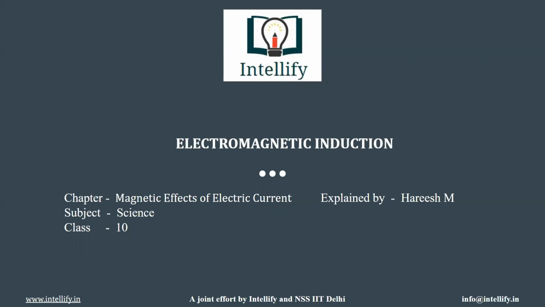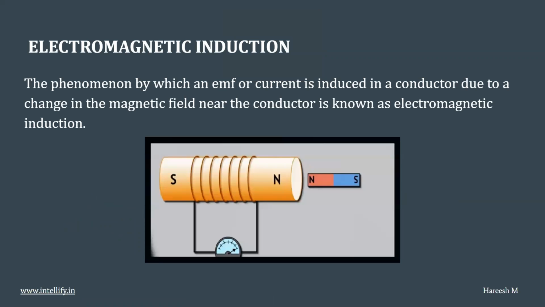This topic is in the chapter magnetic effects of electric current. So let us start. What exactly is electromagnetic induction? The phenomenon by which an EMF or a current is induced in a conductor due to the change in the magnetic field near the conductor is known as electromagnetic induction.